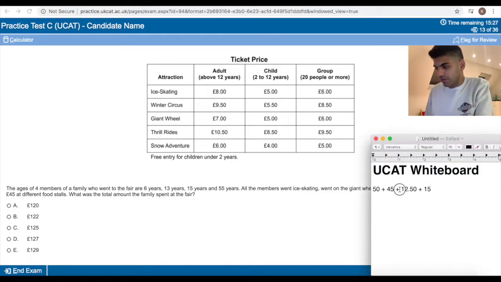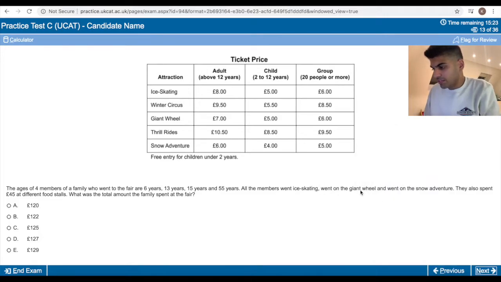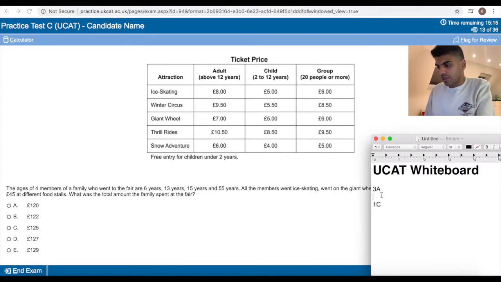Okay, so all members went. Let me write it down. Three adults, one child. All members went ice skating, giant wheel, and snow adventure. So let's just work out how much they all spent. For the three adults, ice skating, giant wheel plus snow adventure would be 15 plus 6, 21 for each adult. So 21 times 3 for the adults.